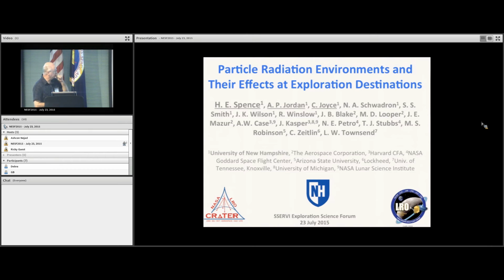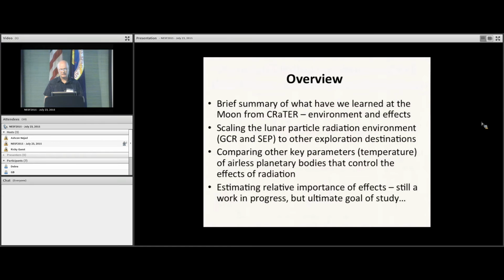I'd like to particularly point out Andrew Jordan, who just moments ago in the other room was giving a presentation on a really remarkable set of observations that are motivating a new method by which the lunar regolith can be modified by energetic particles, and I'll talk about that, and Colin Joyce, both of whom contributed significantly to this work.